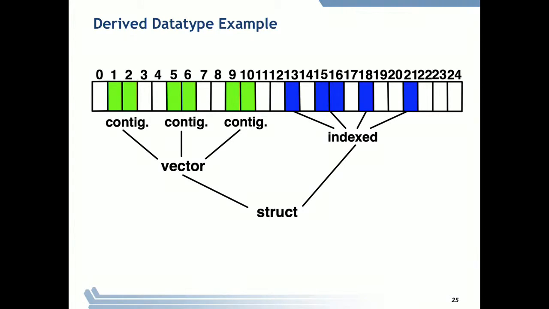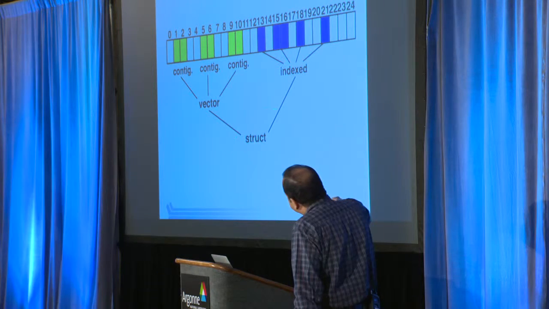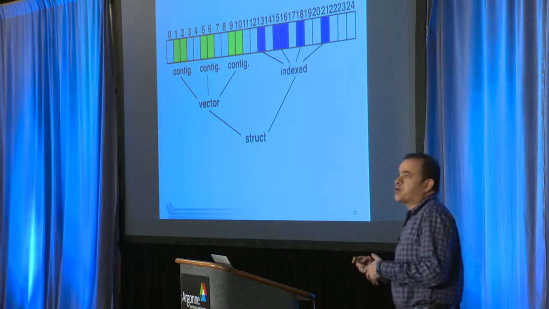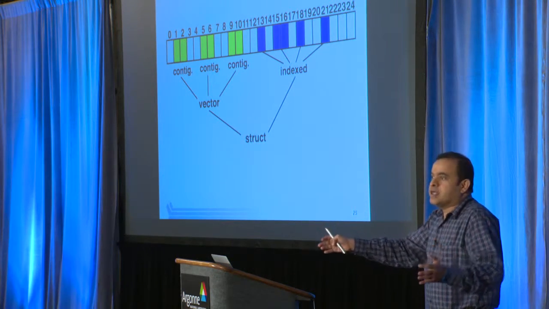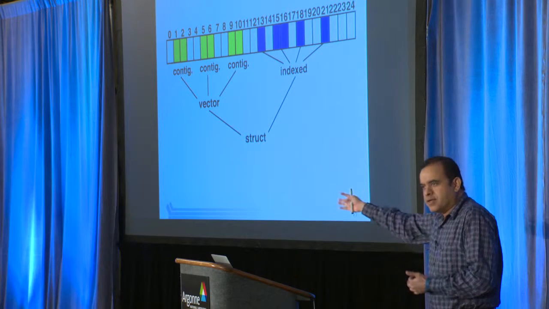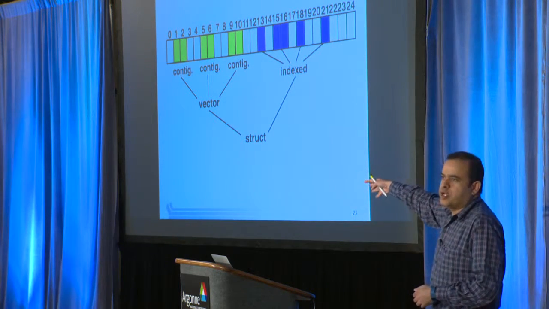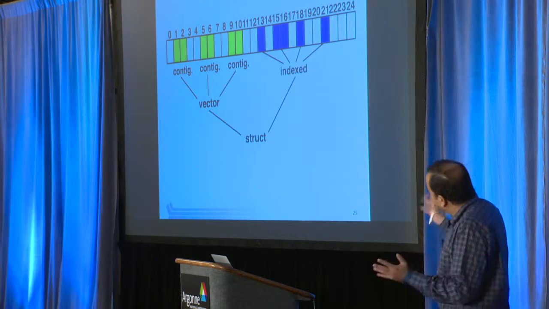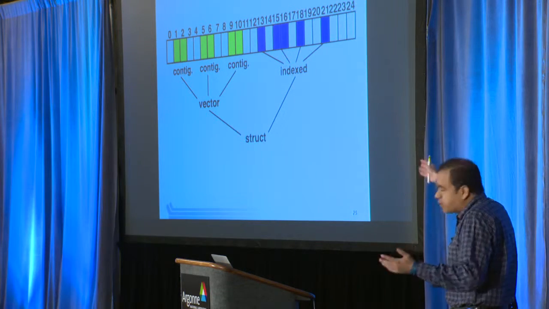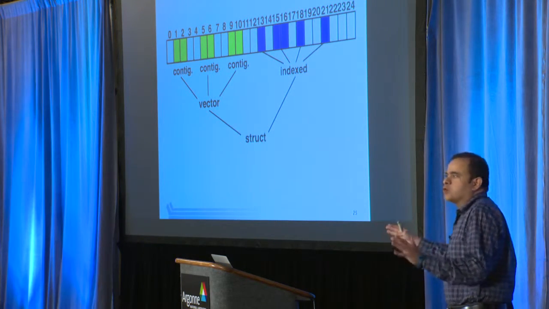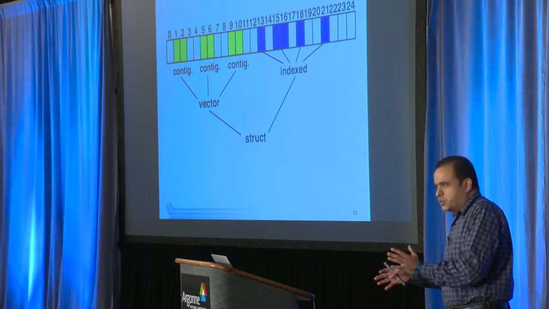So MPI allows you to do that, and the way you do that is you can create a vector type describing these elements and an index type describing these elements, and then combine them together using a struct type to describe the whole thing, and then call an MPI send and so forth. And we'll see how we do that. This is just an example. So it's quite powerful because you can recursively call any function. As long as you know how to do it, you can do it.